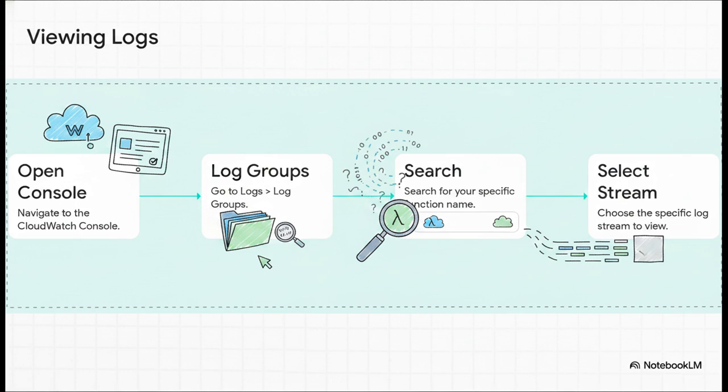Step 3, in the search box, type /AWS/Lambda, followed by your function's name. And Step 4, simply select that specific log stream. Just like that, all your Lambda function logs are right there in front of you.